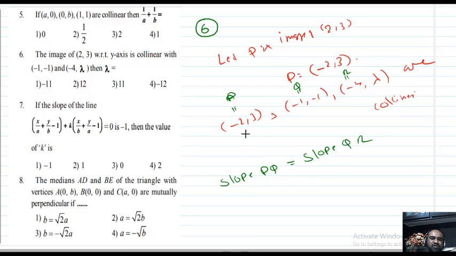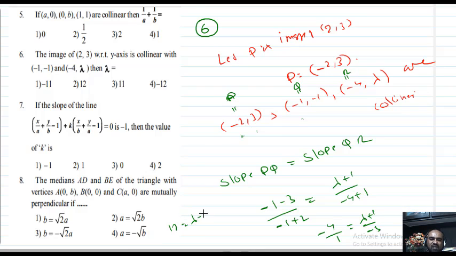How to find slope of PQ? This is taken as x1 y1, this is taken as x2 y2: y2 minus y1 by x2 minus x1. Minus 4 by 1 equals lambda plus 1 by minus 3. Cross multiplication: 12 equals lambda plus 1, lambda equals 11. The required value of lambda is 11. So I can say 3 is the correct answer for that.